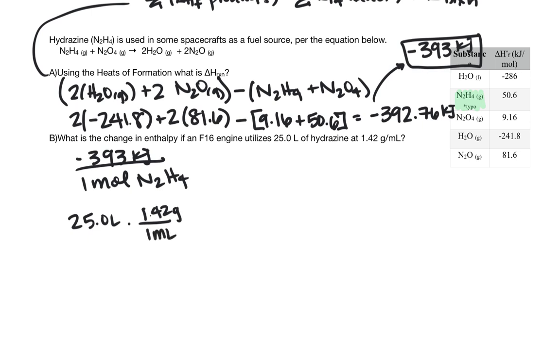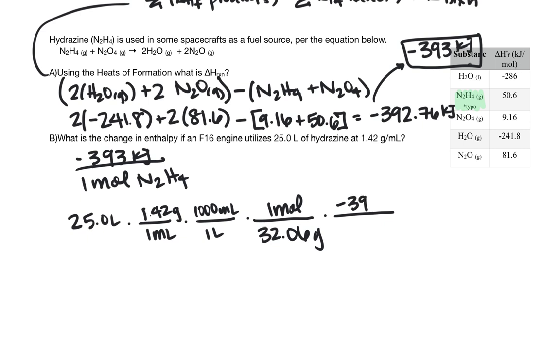Milliliters and liters do not cancel. So there are 1,000 milliliters in 1 liter. And then we need to convert grams into moles. And so hydrazine is 32.06 grams in 1 mole. And then I'm going to go ahead and multiply this by negative 393 kilojoules in 1 mole. So now all of these cancel, and that gives me a value of negative 4.35 times 10 to the 5th kilojoules.